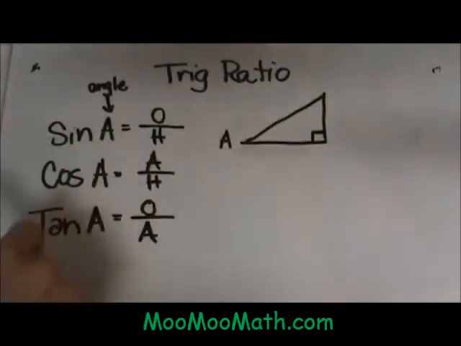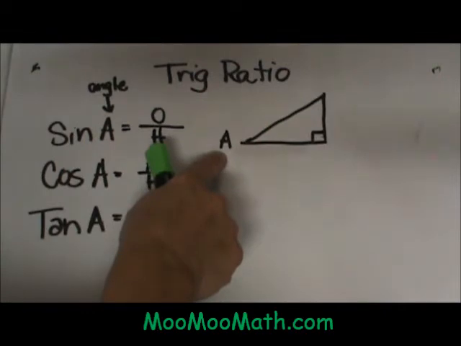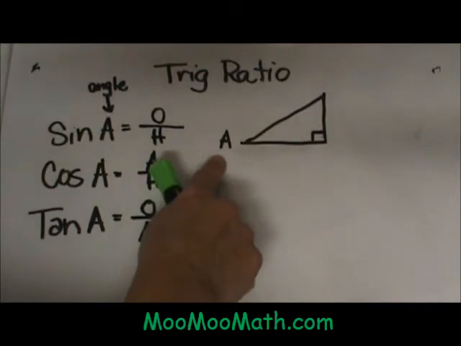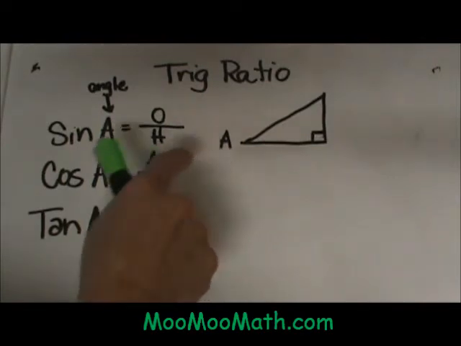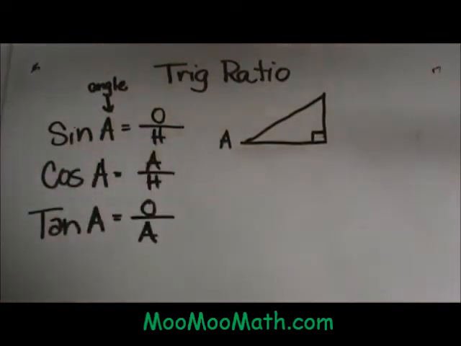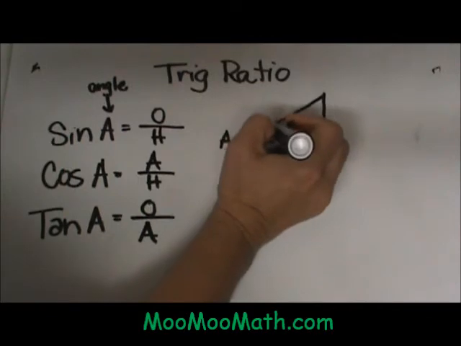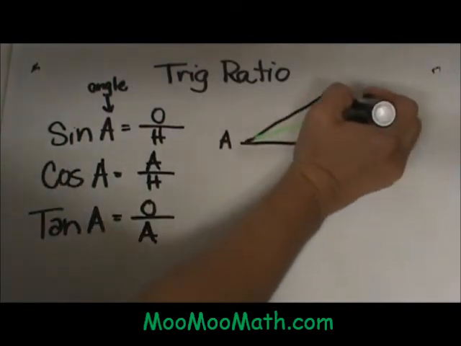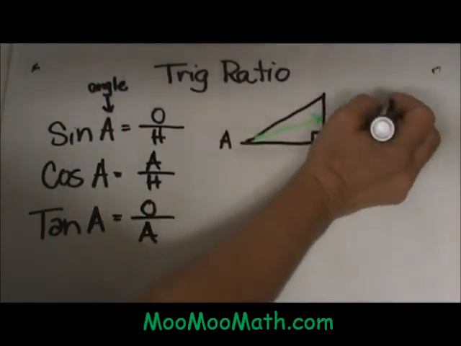So here is our right triangle, and here's our reference angle A. We're going to now lay out the basics of these three ratios. We're going to look from the perspective of the angle in the bottom left corner, labeled A, and this is an acute angle. Now the side opposite angle A is the side over here. So that is our opposite side.